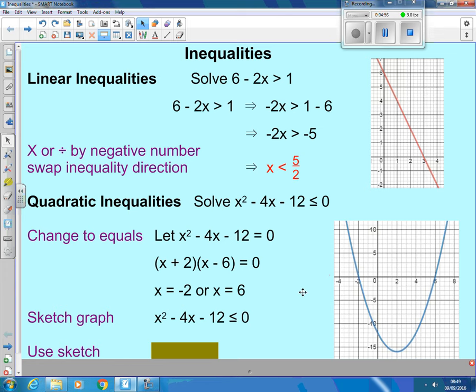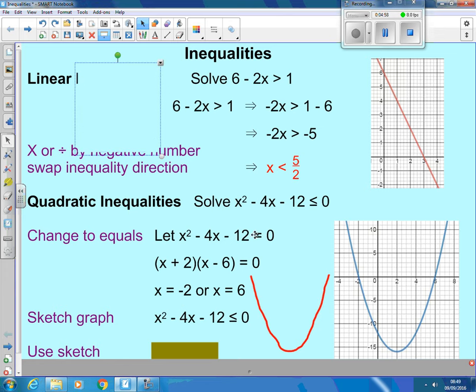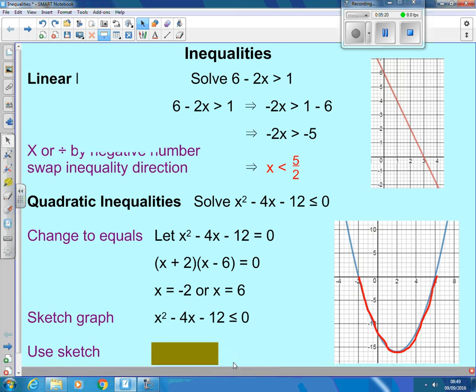So we want to use our sketch. If I push that out of the way, we want that bit of the sketch because we want where the graph is less than or equal to the x-axis. That's where it's going to be less than or equal to 0. And so you should see the x values here are in between the -2 and the 6. And the way that we write down that they're in between is -2 is less than or equal to x, which is less than or equal to 6.